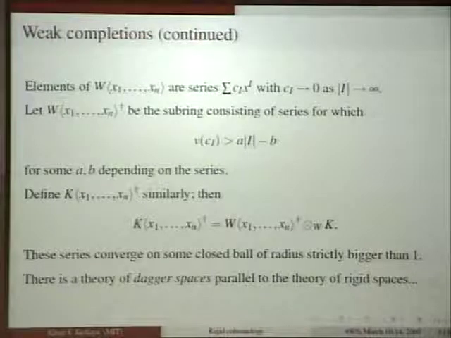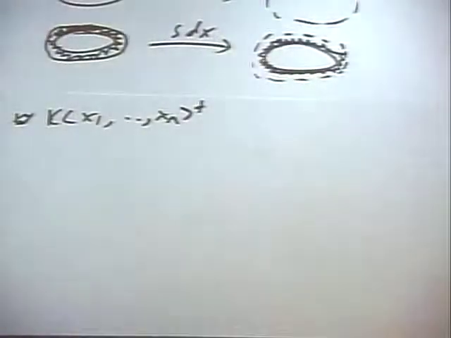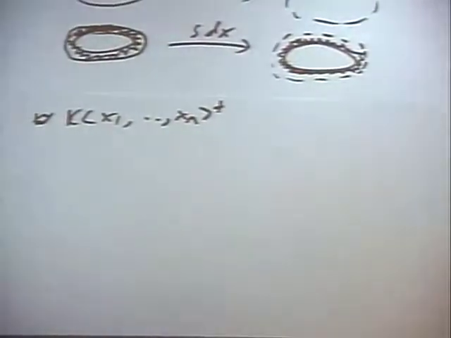And again, you're supposed to note that W x1 through xn dagger, well actually let me write k x1 through xn dagger, is the same thing, but you allow coefficients in k. If you impose this condition for a series with coefficients in k, only finitely many of the coefficients will be not integral, because they go to 0. So that was already true without the dagger. So k angle x1 through xn dagger is just W x1 through xn dagger tensor with k.